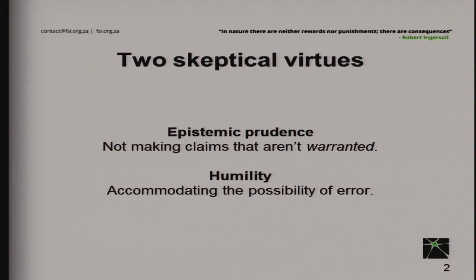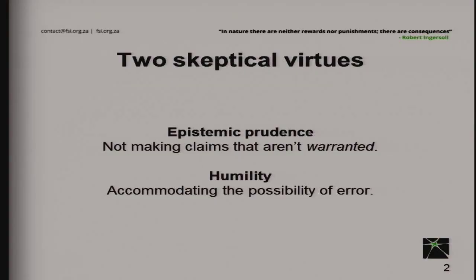I think I could summarize it by saying that one of the important lessons that the skeptical community can teach others is that things are often uncertain. We might have very good reasons to believe in something, yet not feel entitled to claim that we can be sure of it. And this attitude of epistemic prudence, i.e. not making claims that aren't sufficiently warranted by the evidence, alongside a certain humility, and by that I mean the ability to accommodate the possibility that you might be wrong, are essential resources for being a responsible believer, which is what I'm talking about here. So the idea of epistemic prudence is worth dwelling on for a moment.